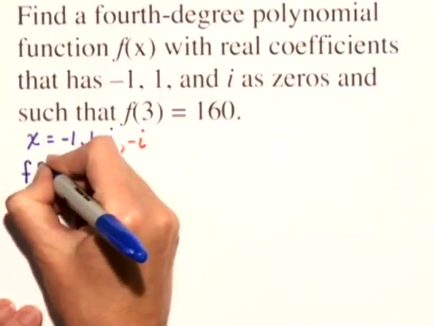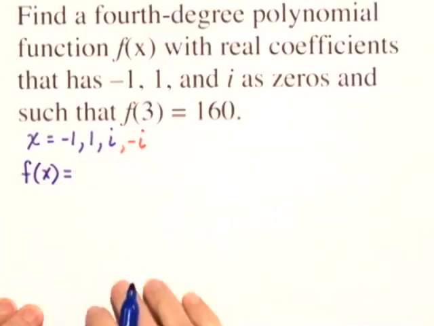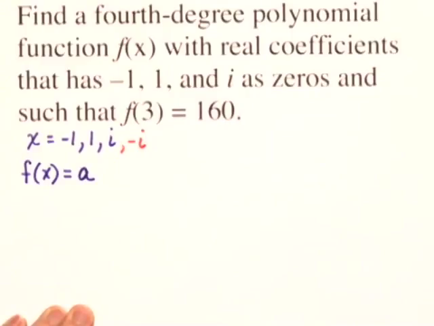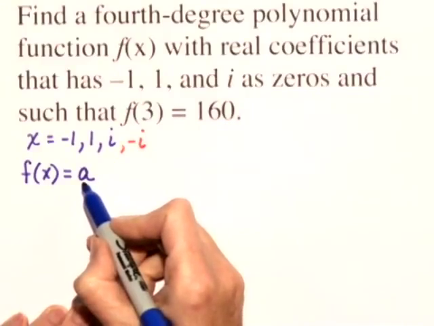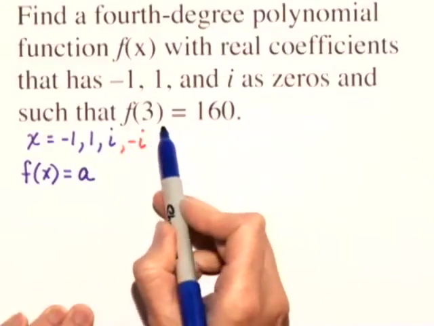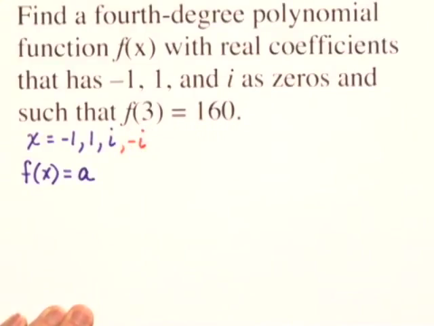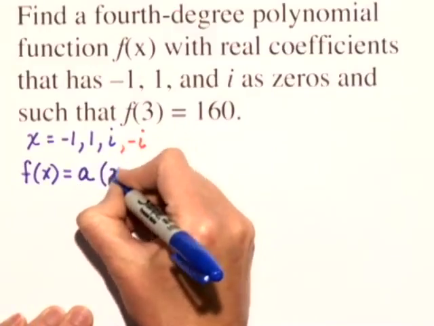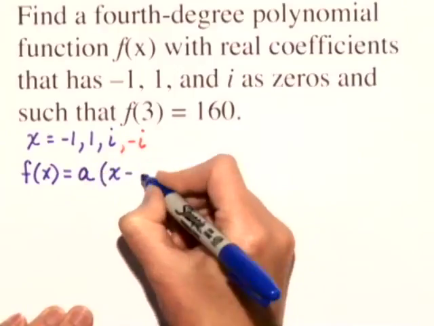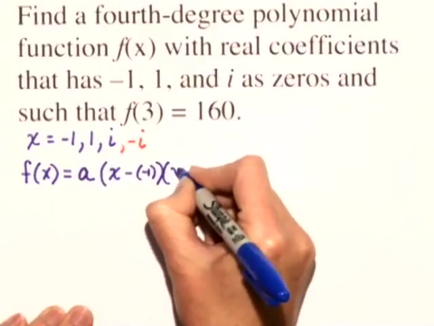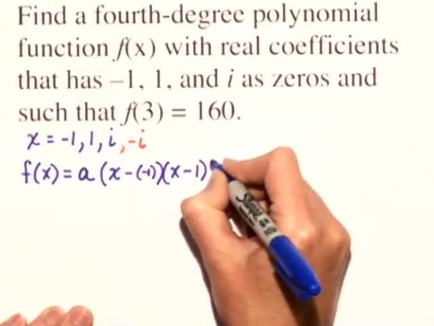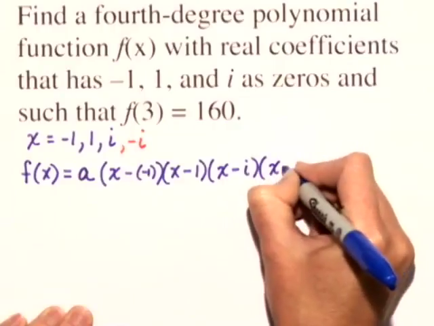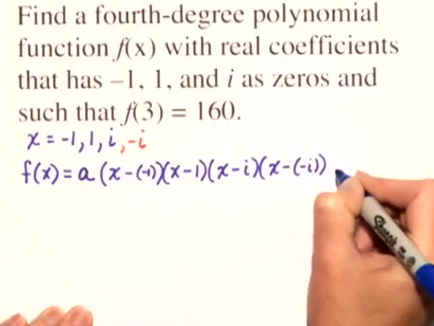So now we have our four roots, and we'll write them in factored form. We'll write f of x is equal to, now I'm going to put a in front of the factored form because I don't know what this leading coefficient is going to be until I use this condition f of 3 is equal to 160 in just a few minutes. So let's start off with a, and now I'm going to write x minus my first root, which is -1, times x minus my second root, which is 1, times x minus my third root, which is i, times x minus my fourth root, which is -i.